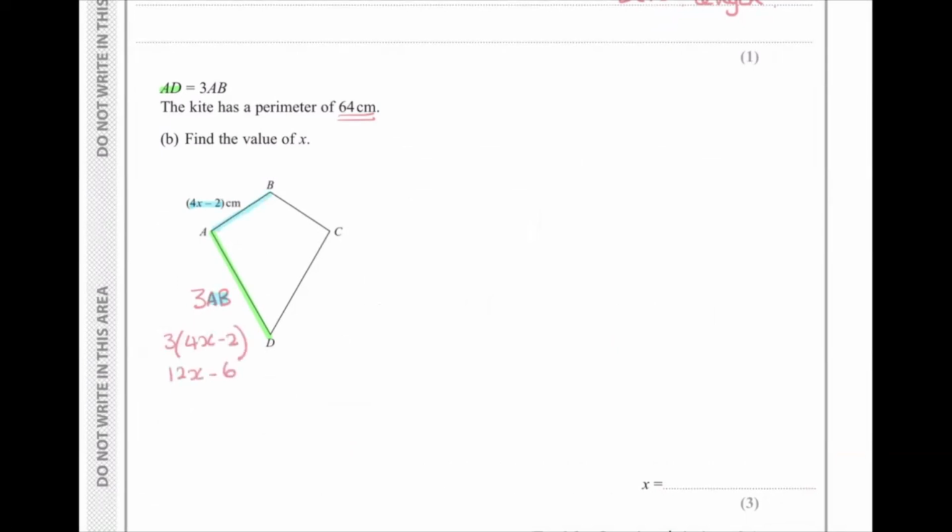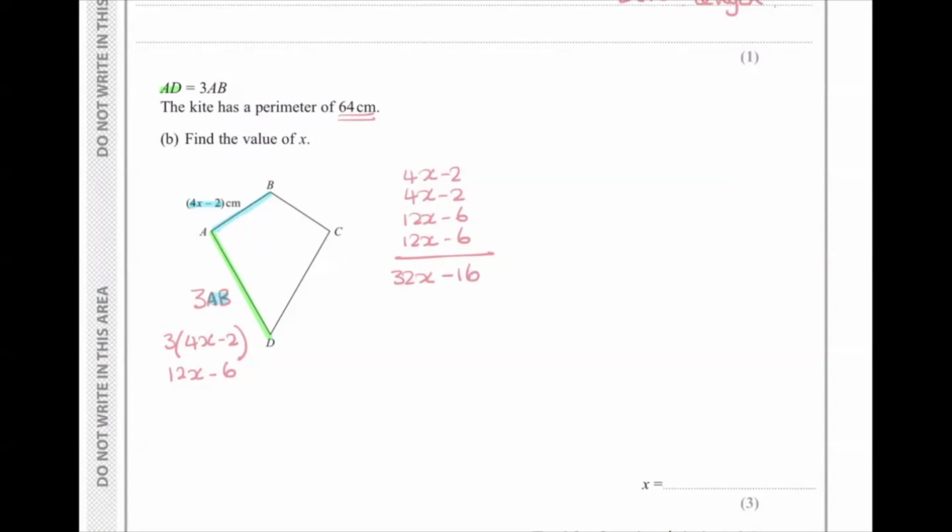Now, this is a kite. Kite is symmetrical. So this edge here is equal to this edge, and this edge here is equal to this edge. So if I want to know what the perimeter is in algebra, I'm going to add up 4x minus 2 twice and 12x minus 6 twice. That's all the edges. If I add my x's, I get 32 x's. If I do the negative, minus 2 is minus 4, etc. Or just add all the numbers, you'll get 16, and it will be minus 16.